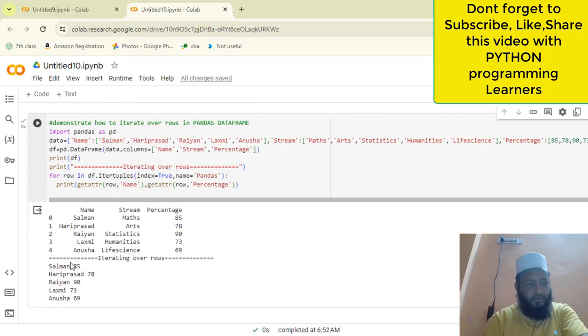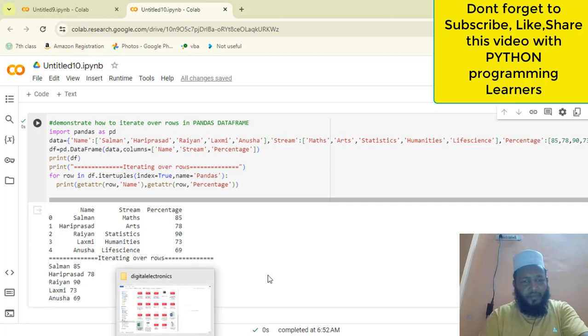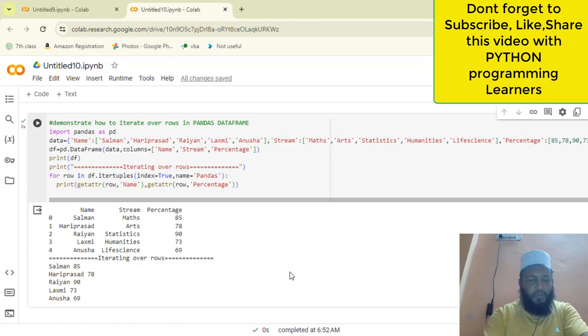Yes, I got printed the first row name and percentage, second row name and percentage, third, fourth, and fifth row name and percentage. Okay, this is all about how to iterate through your data frame. That's all in this program. Thank you.